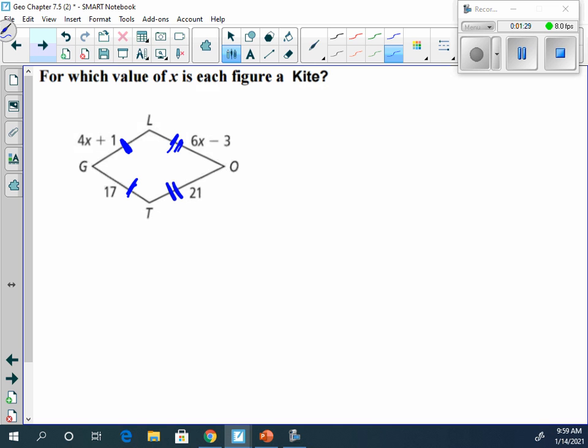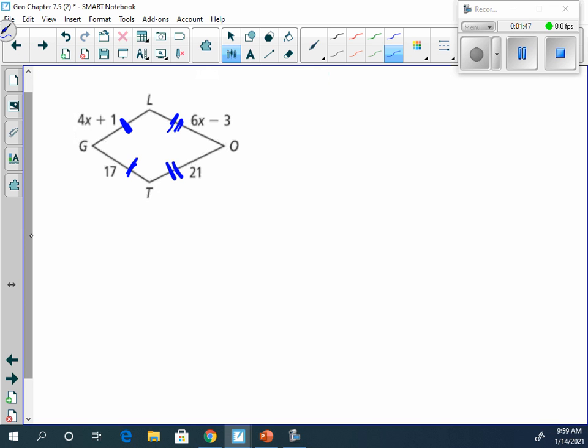And 6x minus 3 would be congruent to TO because we have two sets of congruent sides. Because if this is a kite, we're going to have two sets of congruent sides. The sides that are next to each other will be congruent. So if I want to know what the value of x is that'll make these congruent, well, what? I can set 4x plus 1 equal to what? Not 180, but 17. Because those two are going to be congruent.